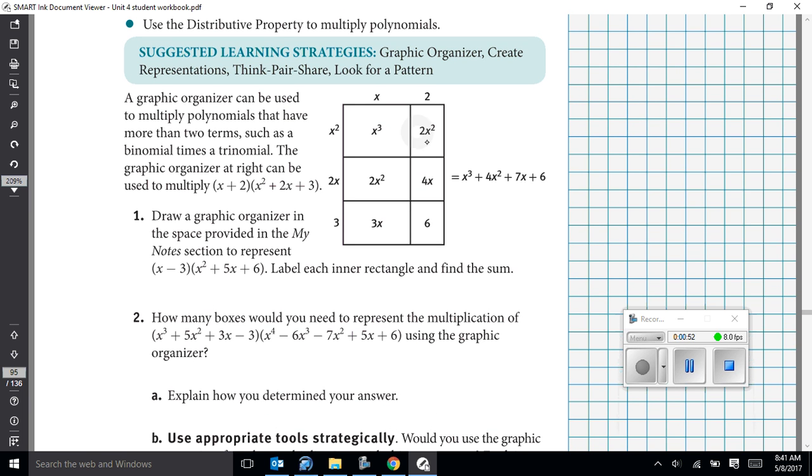All right, so draw the box that looks like this. Here we have a binomial, so we have 2 this way, and then a trinomial, so we have 3 down this way. So in this first box, what are they doing? They're multiplying the x squared times the x. And then in the second box, they have x squared times 2. It's the same process, but now you have a couple more boxes, right? So instead of having a 2 by 2, you have a 3 by 2.